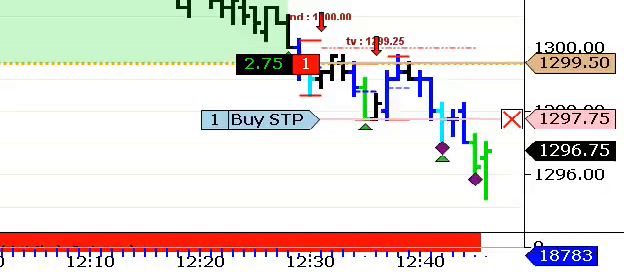We'll just keep monitoring it here and see if we can stay in the trade, see if it can continue to sell off.